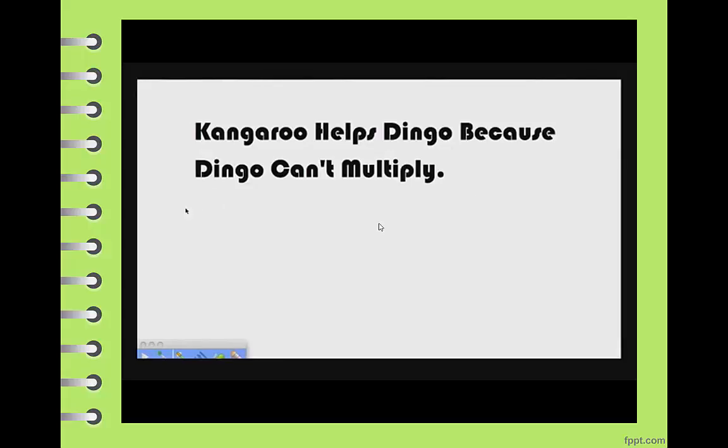So let's go ahead and get started here. Kangaroo helps dingo because dingo can't multiply. Once again, we can fill in these steps with the letter.